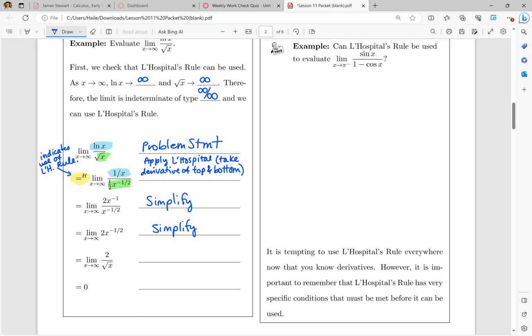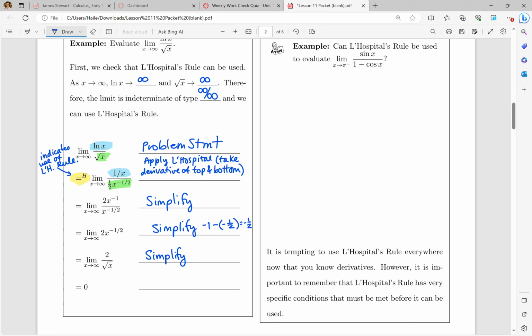Maybe I should write this over here. So we have -1 minus -1/2. So we're simplifying our exponents. And then I can rewrite this as a radical in the denominator. So we didn't have you do this with derivatives, but now it's kind of important to be able to rewrite those powers of x. If you have a negative power, rewrite it in the denominator. If you have a fractional power, rewrite it as a root. So that way, it's obvious whether or not you can use L'Hopital's rule again.